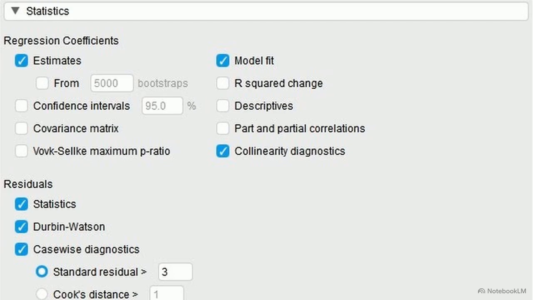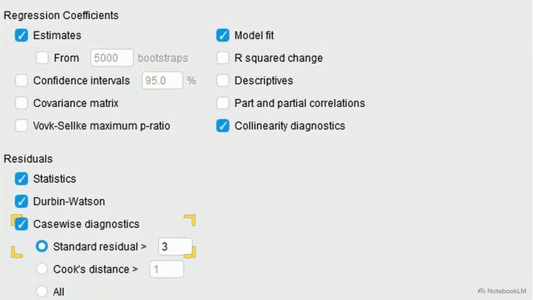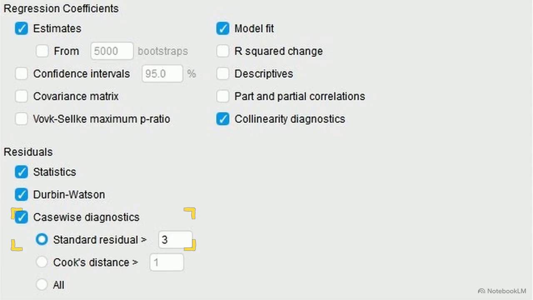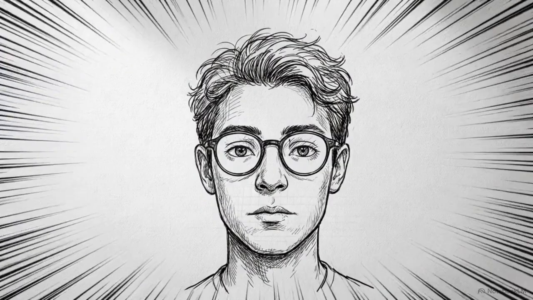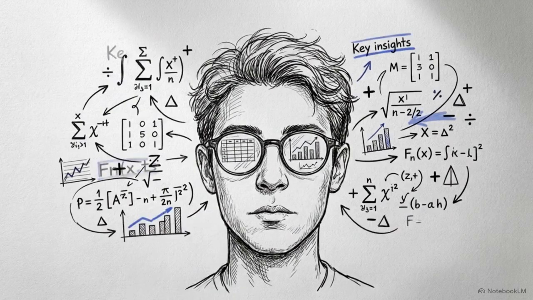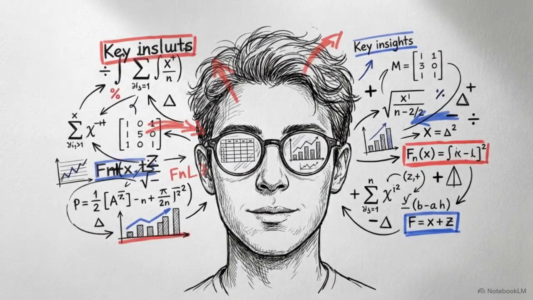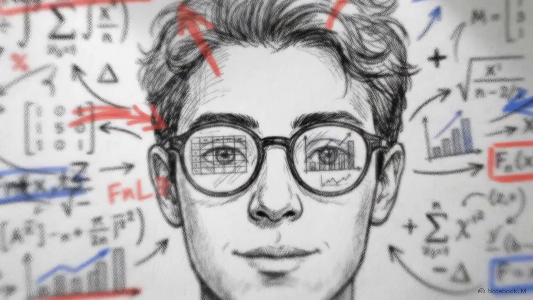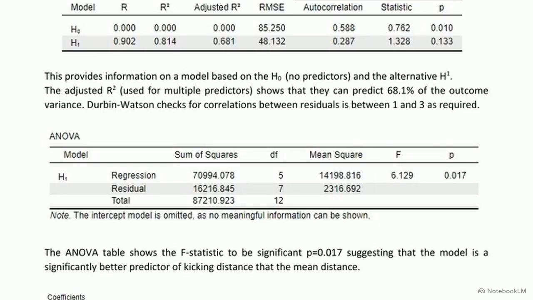Now, navigate down to the Statistics dropdown to prepare our diagnostic safety checks. You need exact checkboxes here. Tick Estimates, Model Fit, Collinearity Diagnostics, and Durbin-Watson. Also, ensure Case-Wise Diagnostics is checked and set greater than 3. Without checking these specific diagnostic boxes, we have no way to verify if the mathematical model JASP generates is actually trustworthy.